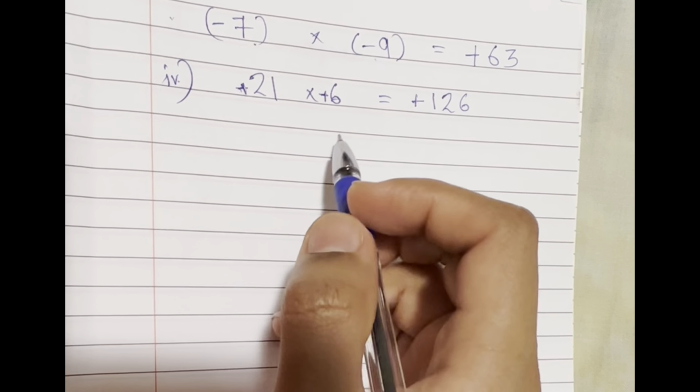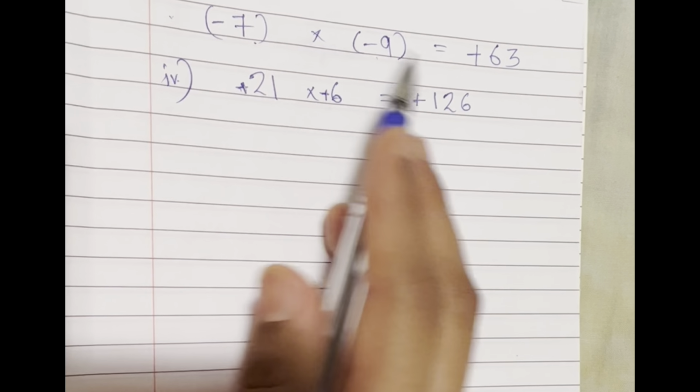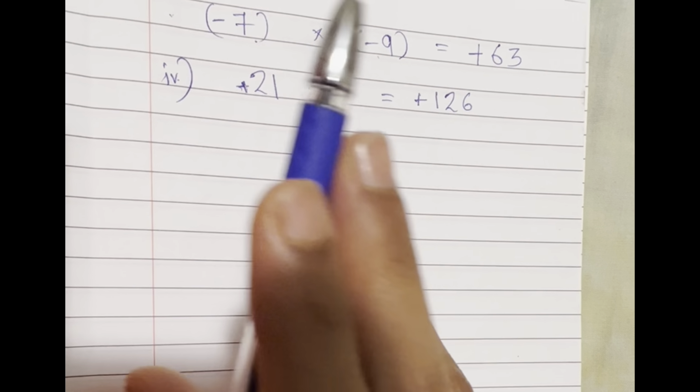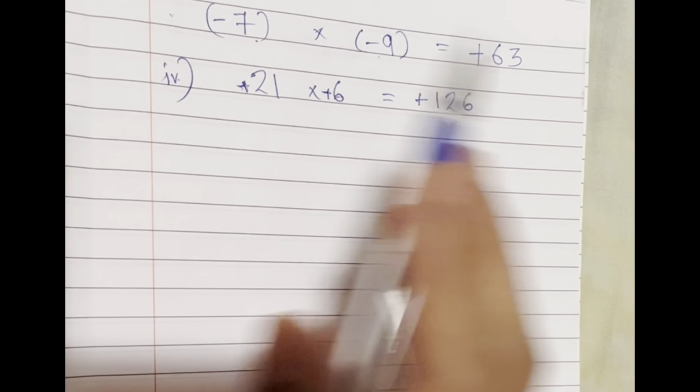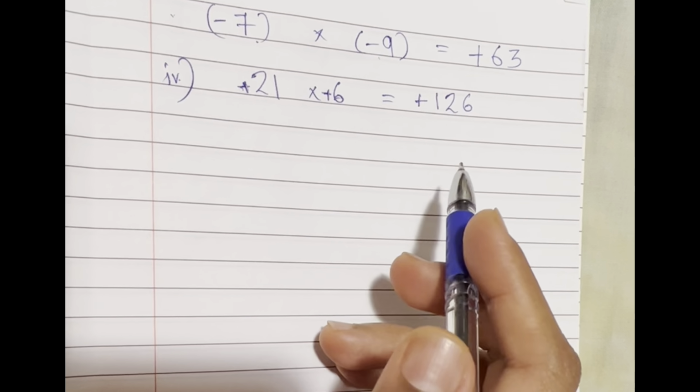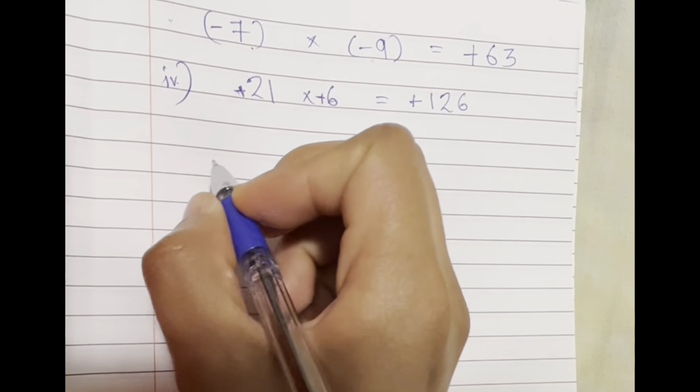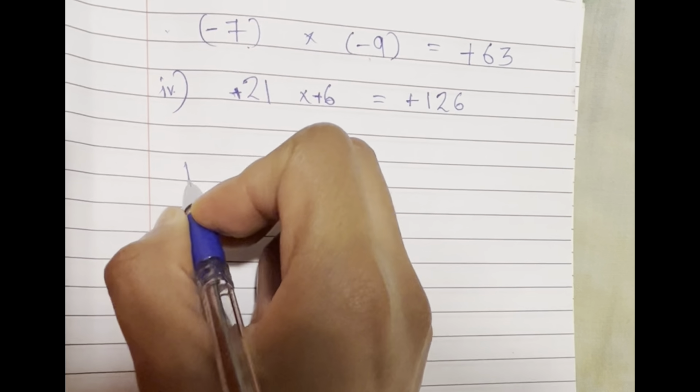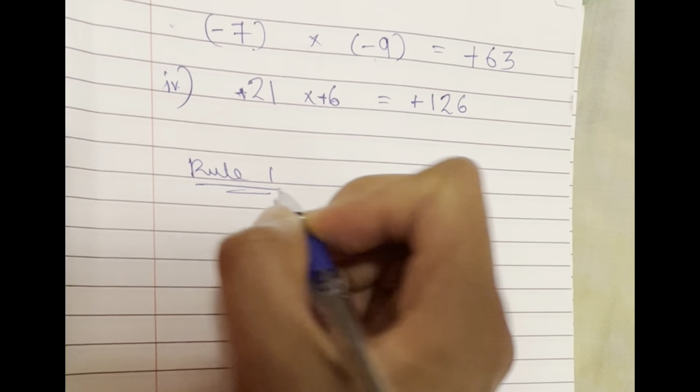Yeah? When both are having opposite sign, it is always negative. Be it plus minus will be negative, minus plus will also be negative. Okay, I'll write it down here. That is according to rule number 1.